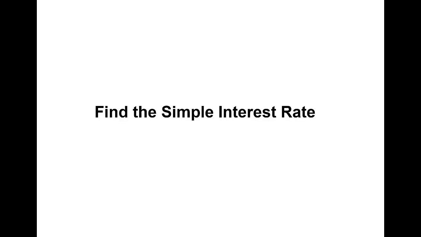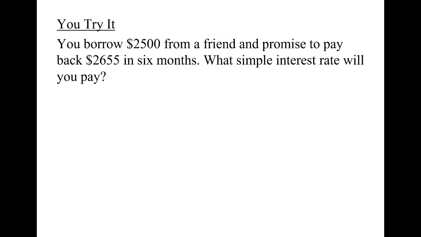Let's continue solving for different unknowns using our new formula for future value. So here's a problem for you to try. Suppose you borrow $2,500 from a friend and promise to pay back $2,655 in 6 months. Under those conditions, what simple interest will you be paying? Pause the video here, try this problem, and then unpause it to see the solution.